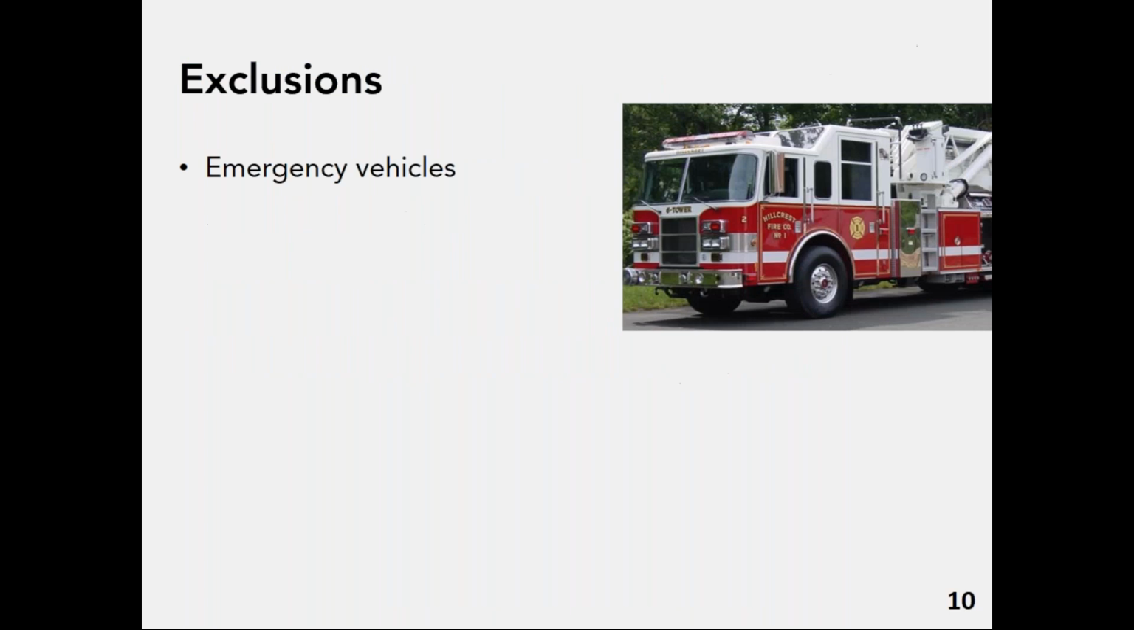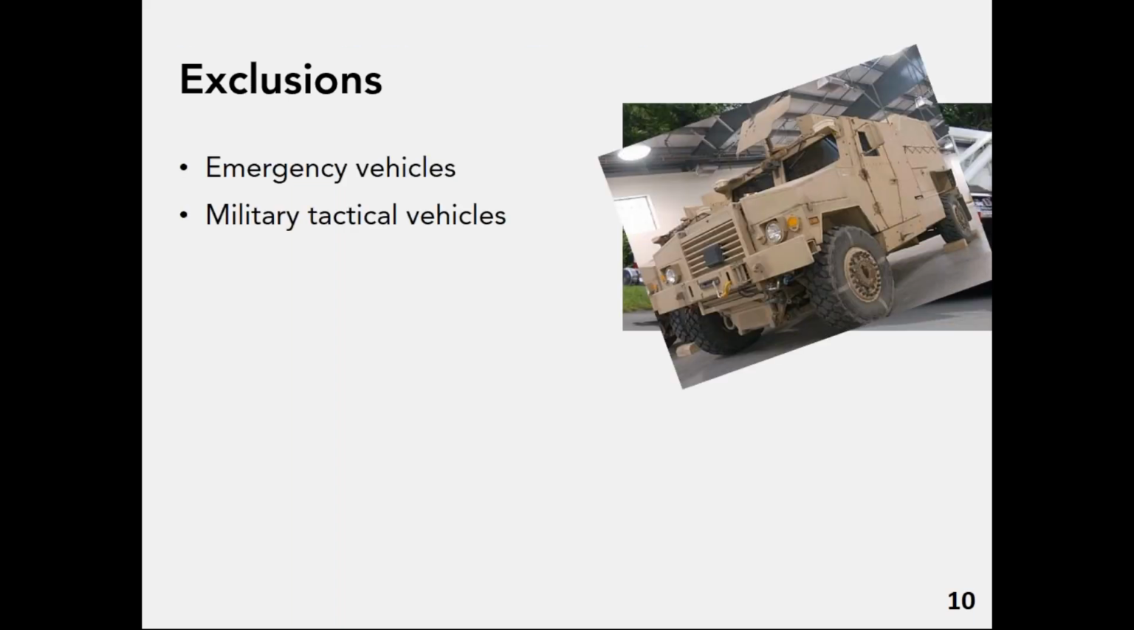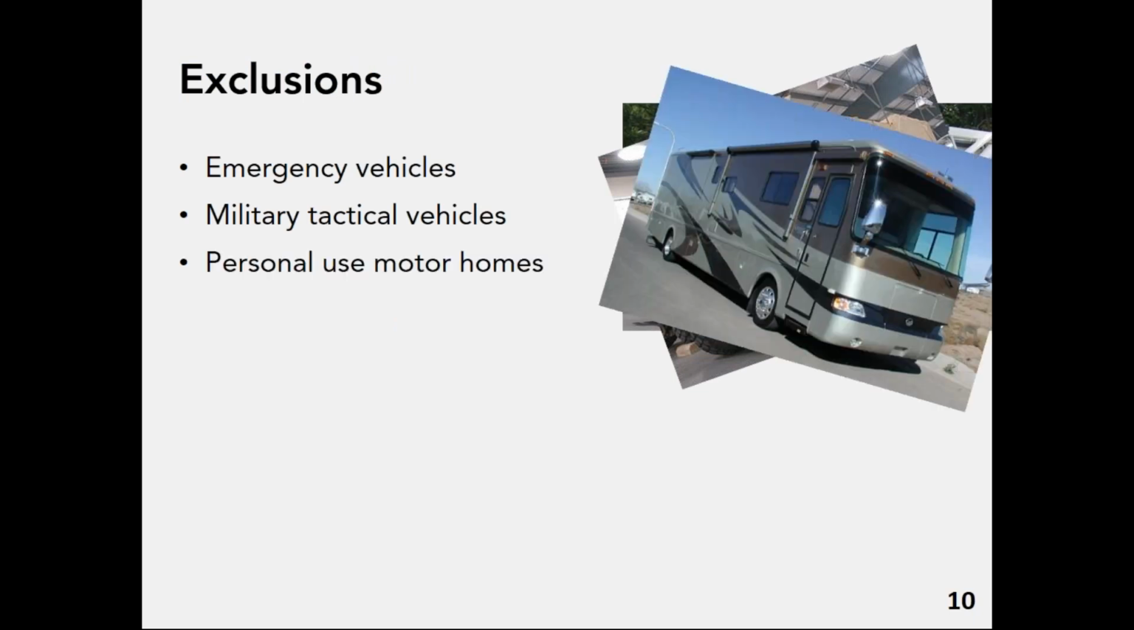There are always exclusions to regulations. Many of them are common throughout our regulations. For example, almost all emergency use vehicles are exempt from this rule. Military tactical vehicles have a general exemption from most of our regulations. Personal use motorhomes are specifically exempt from this rule. Generally speaking, personal use vehicles are not covered by our regulations. We are generally talking about commercial use when we have a rule like this truck and bus regulation.